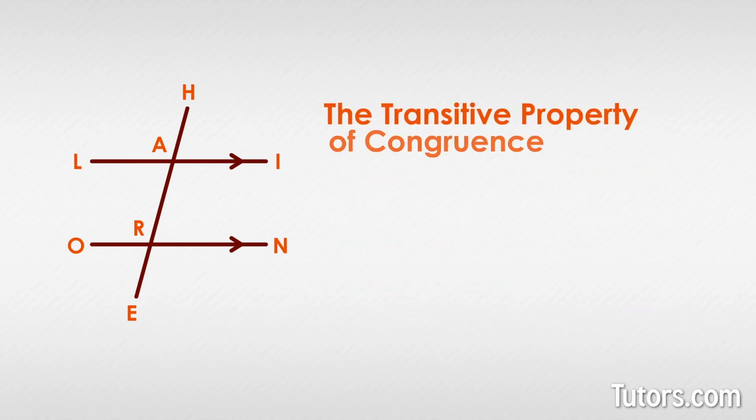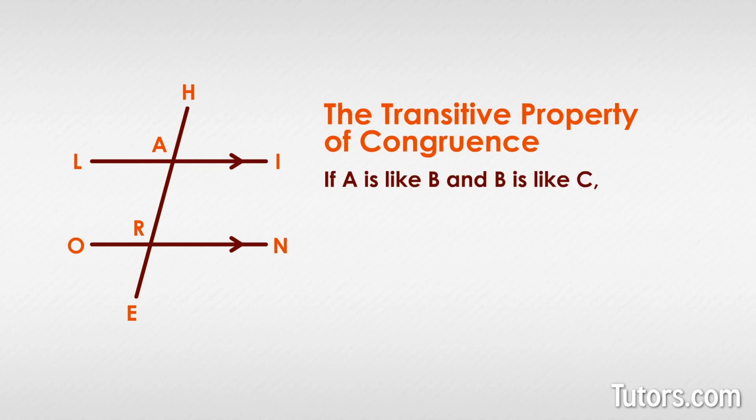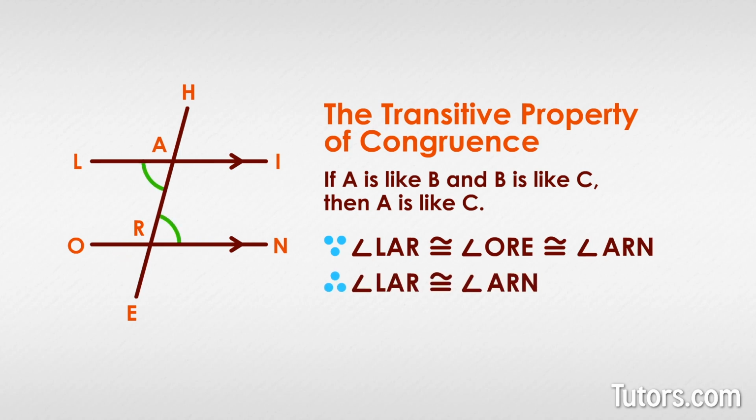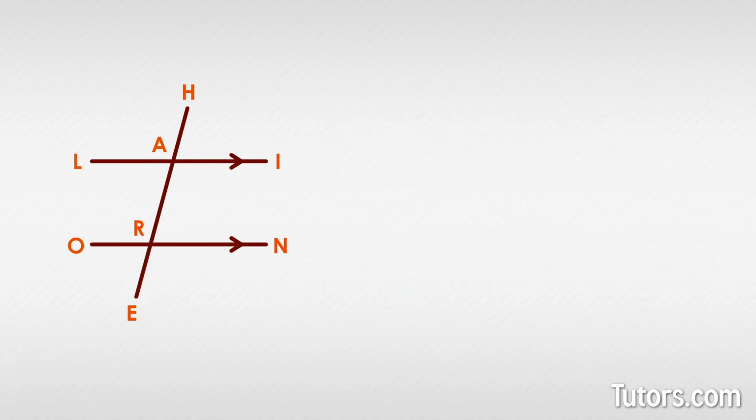The transitive property of congruence says, if A is like B and B is like C, then A is like C. Since angle LAR was congruent to angle ORE and angle ORE was congruent to angle ARN, then angle LAR is congruent to angle ARN. To prove the converse, we work the other way around.